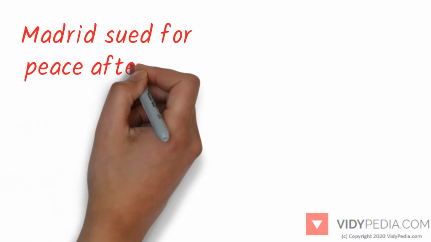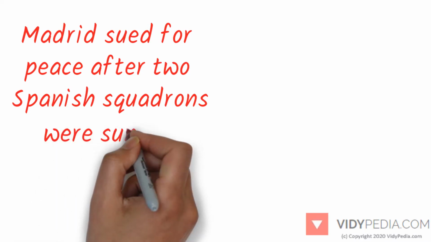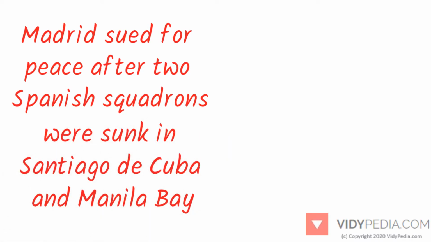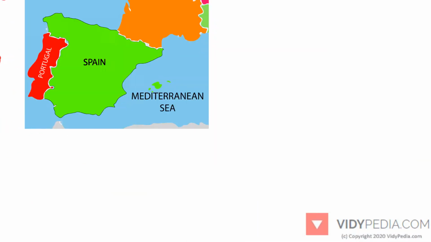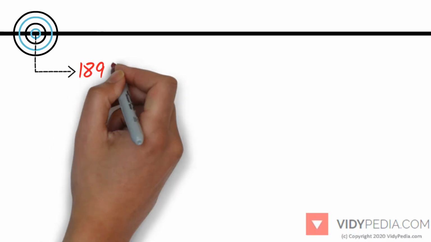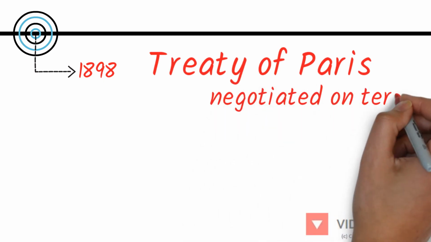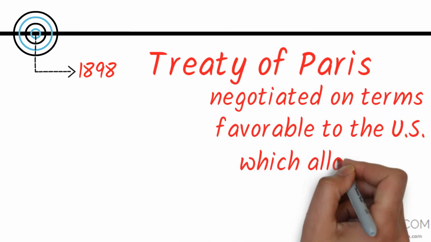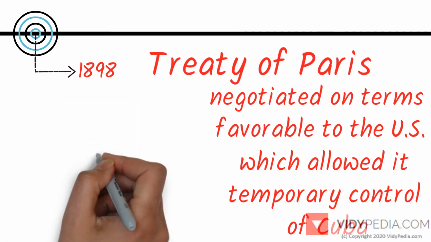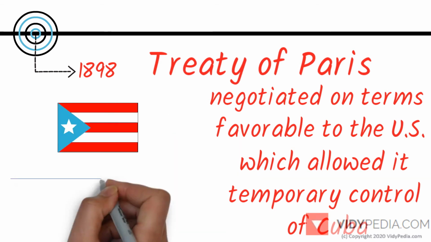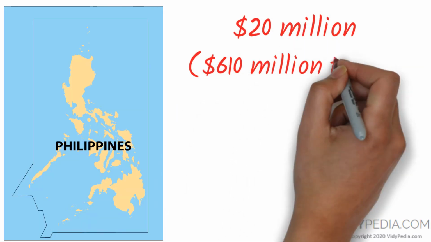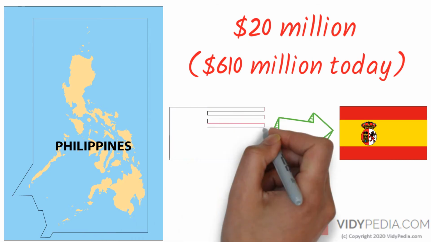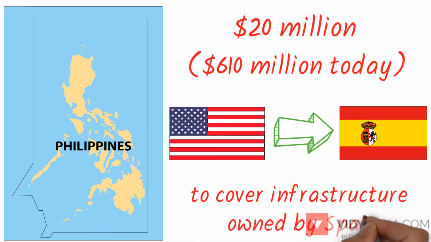Madrid sued for peace after 2 Spanish squadrons were sunk in Santiago de Cuba and Manila Bay, and a third, more modern fleet was recalled home to protect the Spanish coasts. The result was the 1898 Treaty of Paris, negotiated on terms favorable to the U.S., which allowed it temporary control of Cuba and ceded ownership of Puerto Rico, Guam, and the Philippine Islands. The Philippines cession involved a payment of $20 million, $610 million today, to Spain by the U.S. to cover infrastructure owned by Spain.